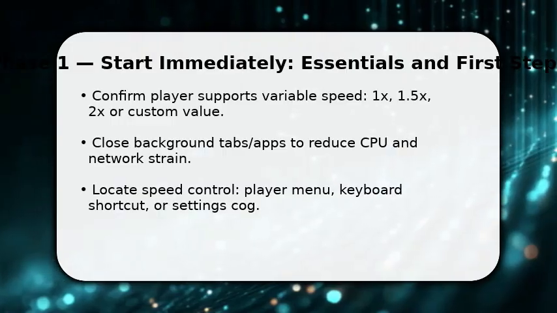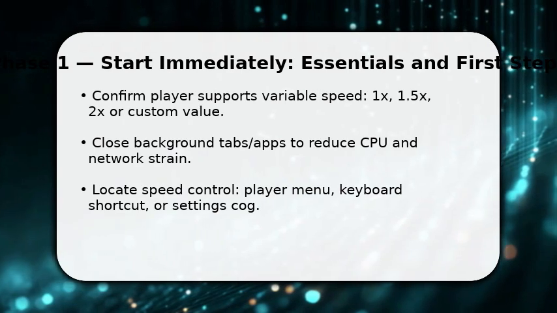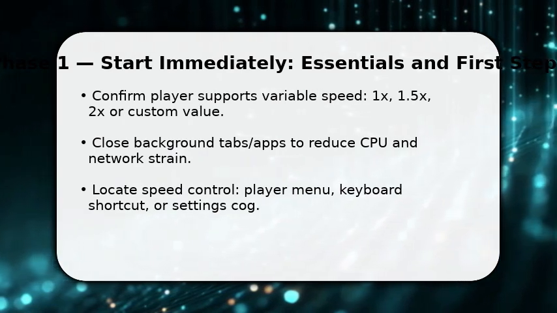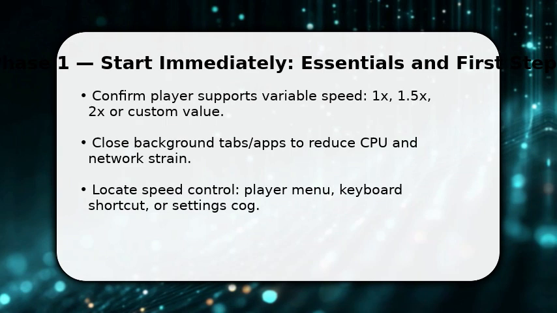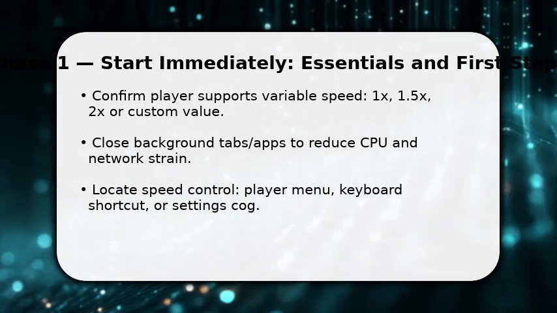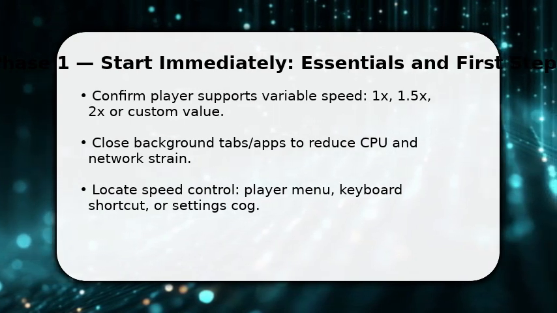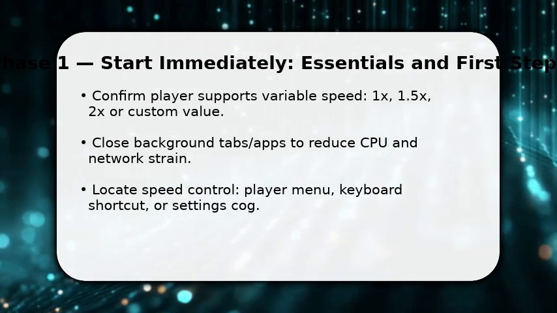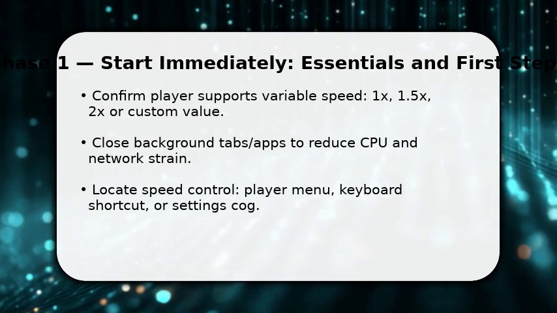You start by getting the essentials in place. Pick a player that supports variable speed and open the exact video you want to watch. Once loaded, find the speed control in the player menu or use a shortcut if available. Make sure your audio output and captions are enabled so you can track comprehension.